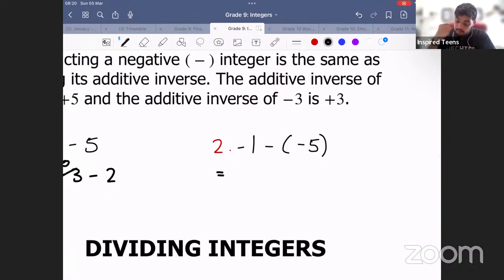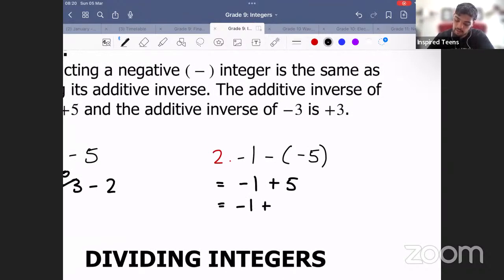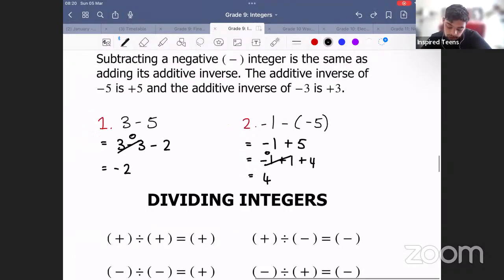Let's look at minus 1 minus minus 5. So remember, two negatives make a positive. So negative 1 plus 5 will also be seen as negative 1 plus 1 plus 4. This gives us 0, and I'm left with 4. Okay, I'm breaking down 5 into 1 plus 4, so that I can say negative 1 plus 1, which is 0.